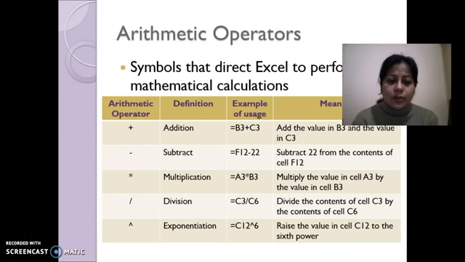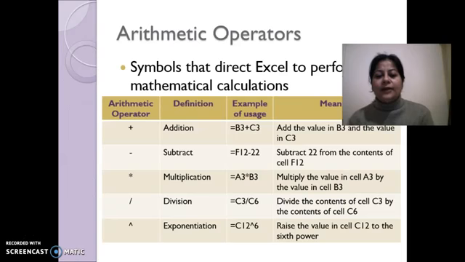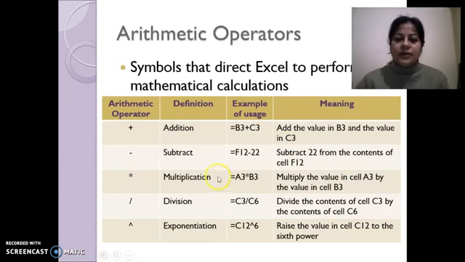So we have the arithmetic operations. If you want to add the values written in the cells, the plus sign is used, minus is used if you want to subtract, like F12 minus 22, and if you want to multiply, then you can write A3 as the cell name, then put the asterisk sign and then write the other cell. The slash sign is used for division, and if you want to find the exponent, then you can use this. There are formulas as well, but these are just the easy symbols which can be used for mathematical calculations.